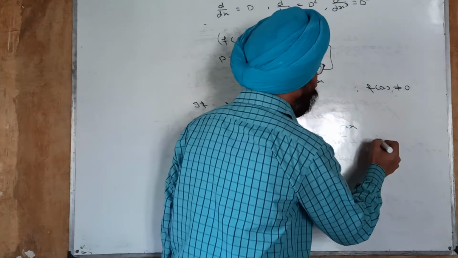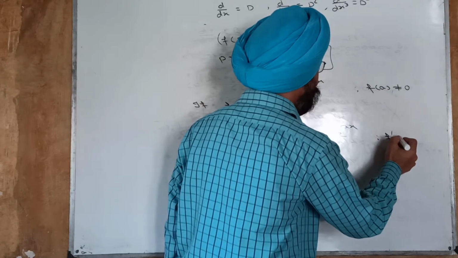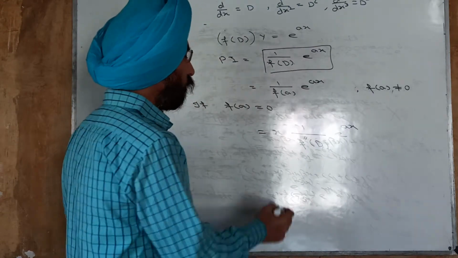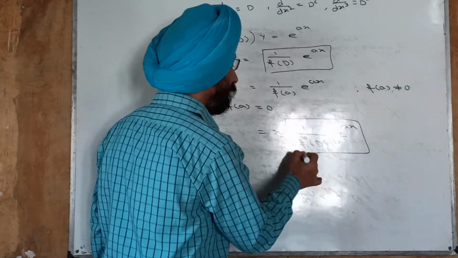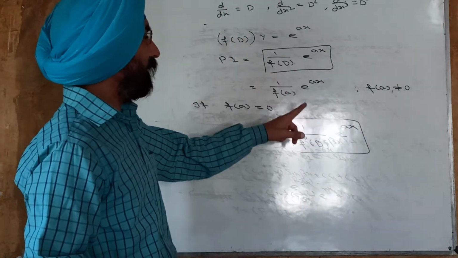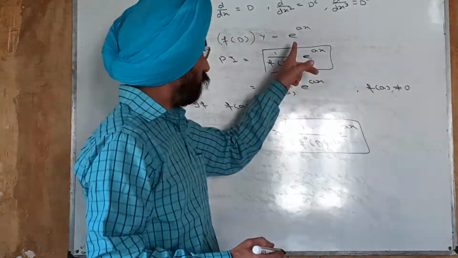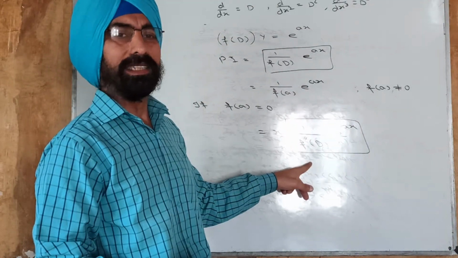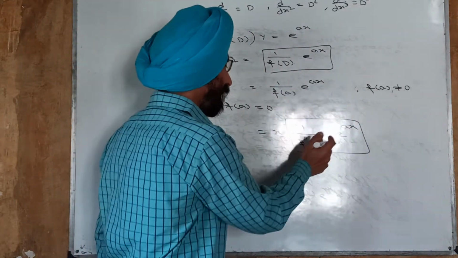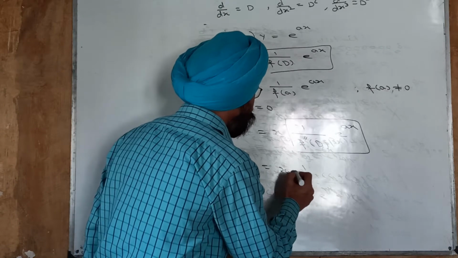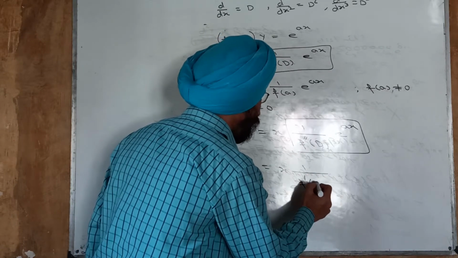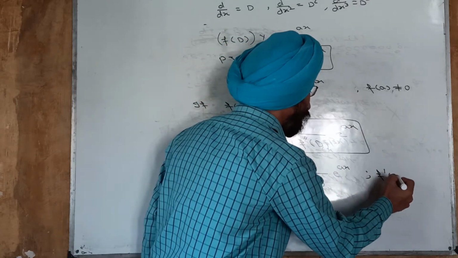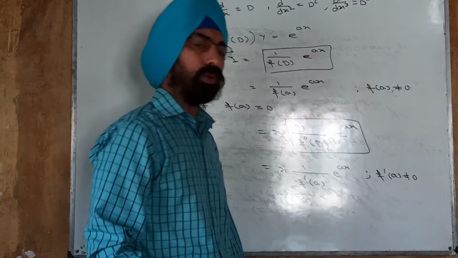Again, provided f dash D, sorry, here it is not the case. Now how to deal with this one? Earlier we were having f(D), so f(a) was 0, so we have to adopt this rule. Now again we proceed as in the earlier case. We will replace D by a again, so it will become x times 1 upon f dash a e raised to the power ax, again provided f dash a is not equal to 0.